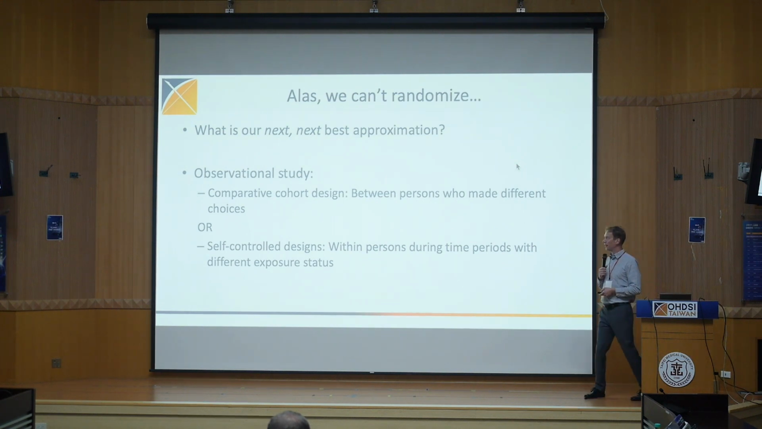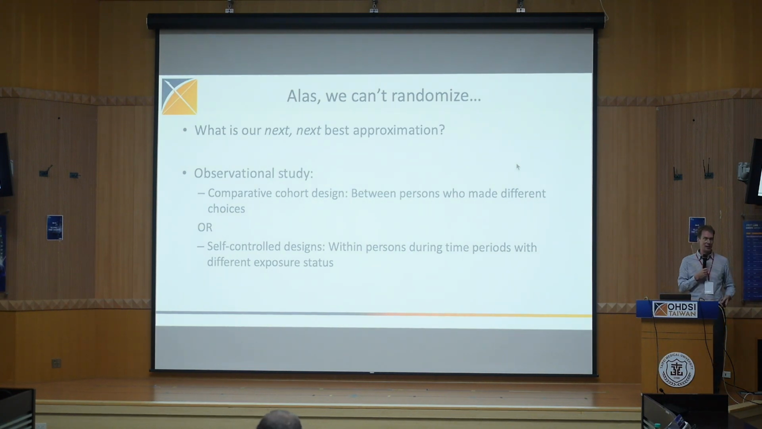So here we have two options by which we could approximate the randomized trial, which itself is approximating the actual counterfactual that we want. One thing is we could compare different people. We could compare people that took red pills to people that took blue pills. Or we can do a self-control design, where we compare people when they make a choice for a certain exposure to another point in their time, maybe the blue pill at another point in time. So that's called a self-control design.